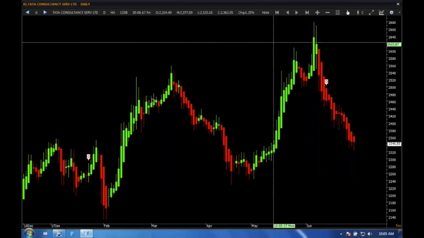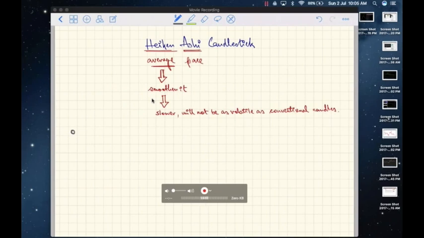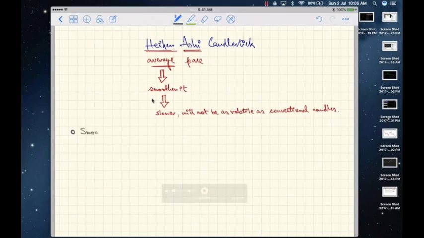The pointers that stand out for a Heikin Ashi is, number one, because it's averaging out the pace of the market, it is far more smooth. And because it's far more smooth, trends are visually very clear. This is one good thing.